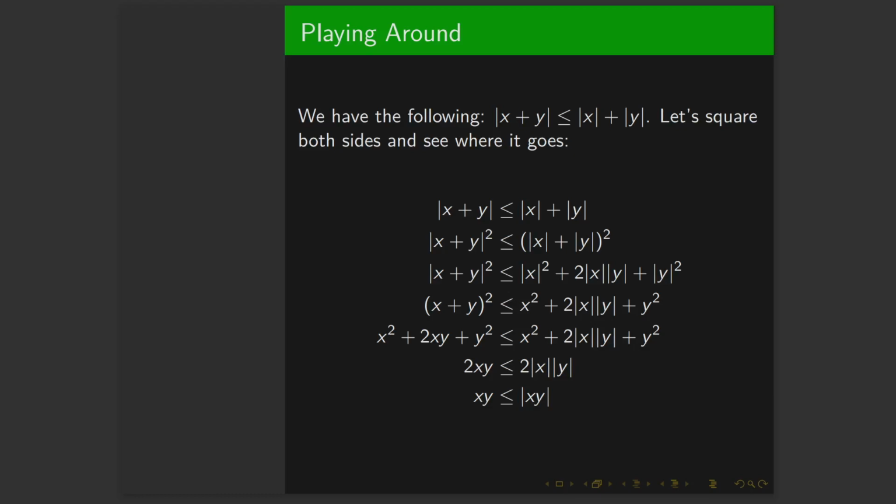And wait, now we can expand the left-hand side. So, okay, let's expand that left-hand side out. And then, wait, we can get rid of the x squared and the y squared. And then at the end, we just have 2xy is less than or equal to 2 times the absolute value of x times the absolute value of y. So we'll divide by 2 and use rule 4 to get x and y together, and bam. xy is less than or equal to the absolute value of xy. Now we're at something true. This is something that we know is true. This is rule number 1, with just xy instead of whatever value we want.